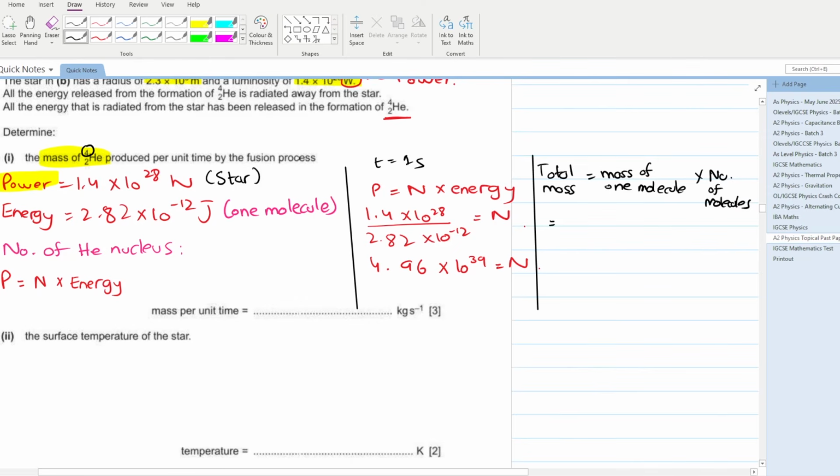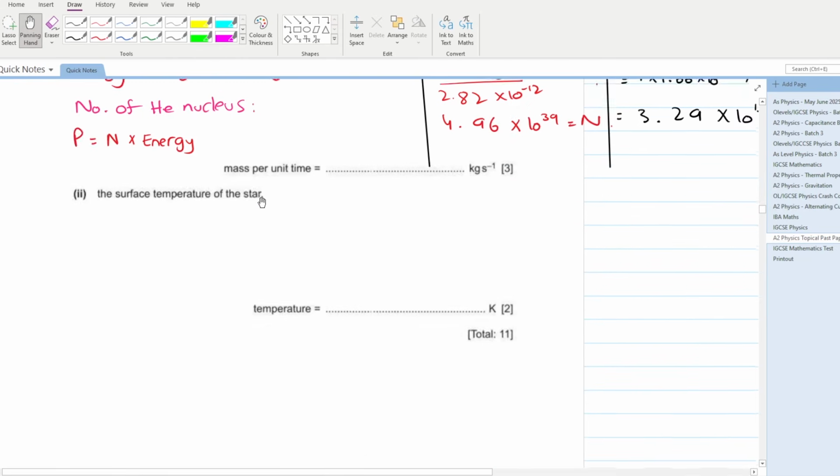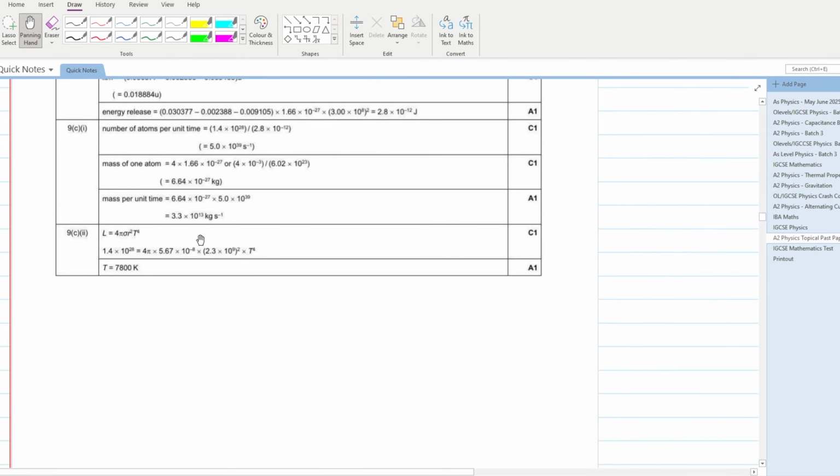The nucleon number is 4 multiplied by the atomic mass unit 1.66 into 10 raised to the power of minus 27, multiplied by the number of molecules 4.96 into 10 raised to the power of 39. Let's do that. Total mass comes out to be 3.29 into 10 raised to the power of 13 kgs. I hope this answer is correct. Let's check it in the marking scheme as well. Oh, very good. Very proud of myself. The answer is 3.3 into 10 raised to the power of 13.